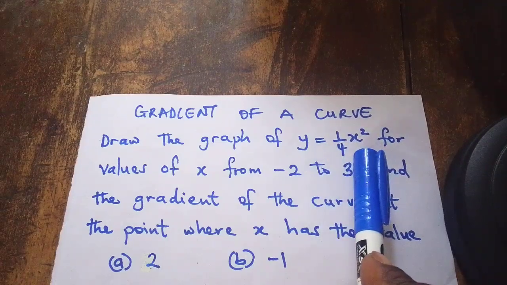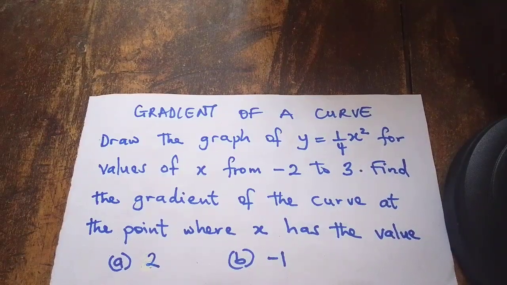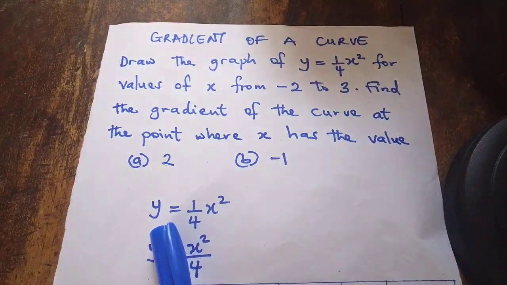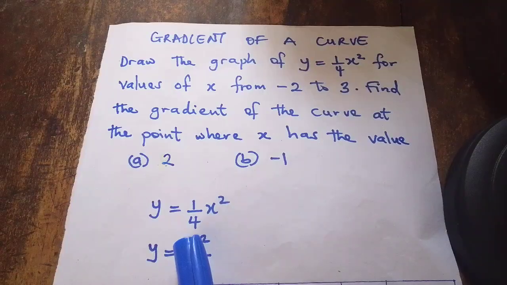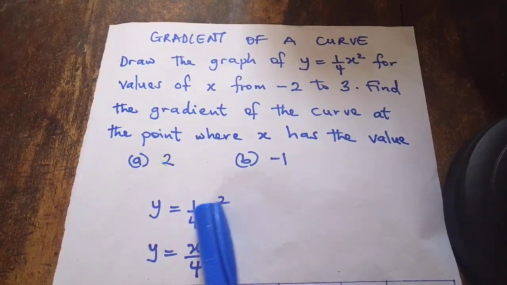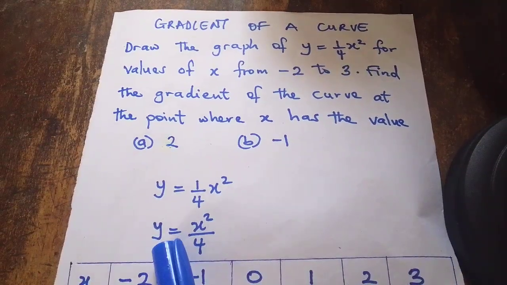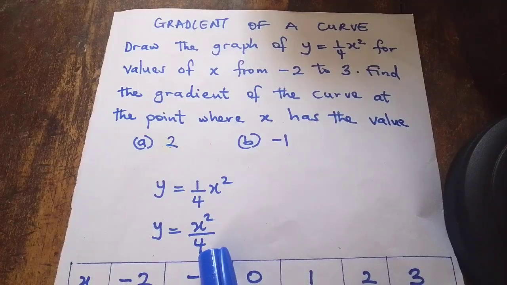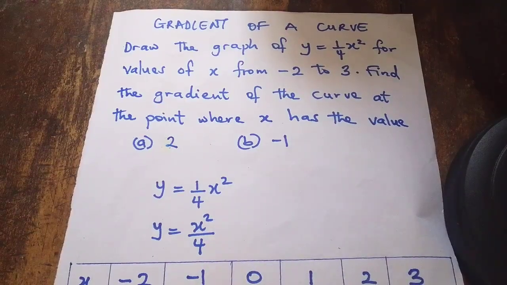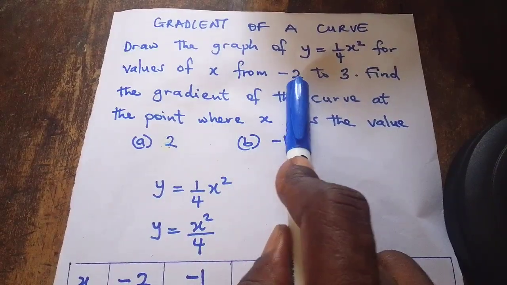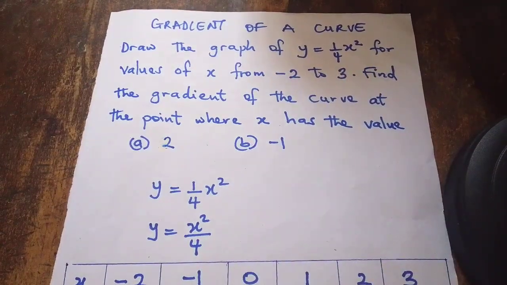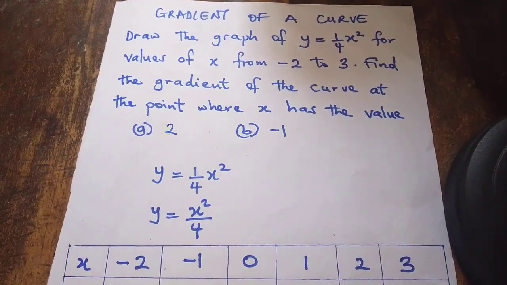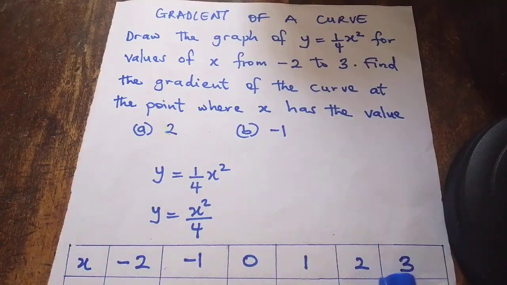So before we draw the graph, we must first of all do the table. The equation we are given is y equals 1 over 4 times x squared, which is the same thing as y equals x squared over 4. This is the equation now. We are told that we should make the values of x from -2 to +3.